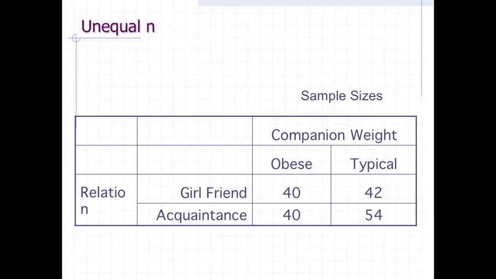Whether by design, accident, or necessity, the number of subjects in each of the various conditions in an experiment may not be equal. For example, the sample sizes for the obesity and relationships case study are shown here. Although the sample sizes were approximately equal, there were more subjects in the acquaintance typical condition than any other. Since N is used to refer to the sample size of an individual group, designs with unequal sample sizes are sometimes referred to as designs with unequal N.